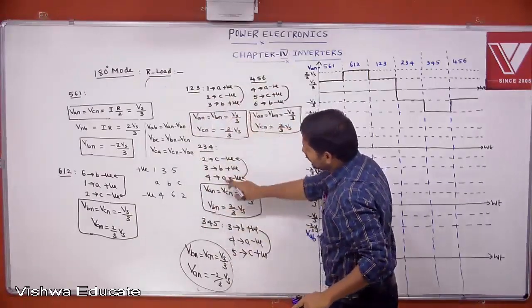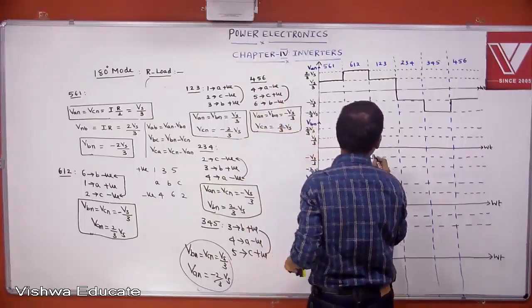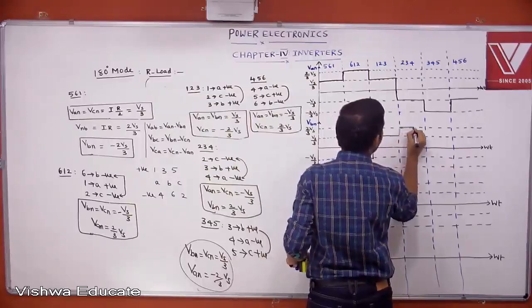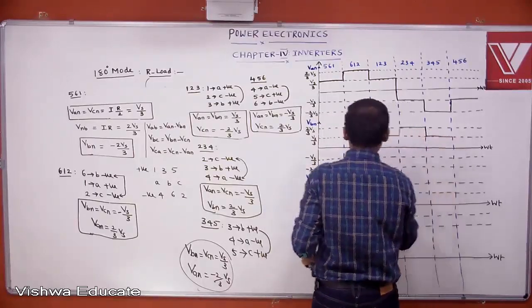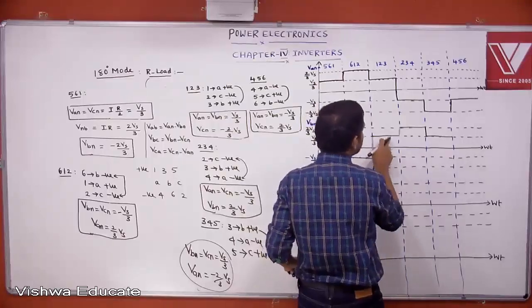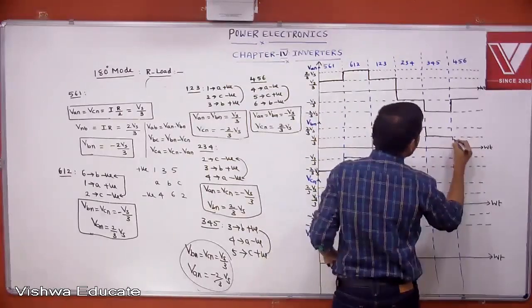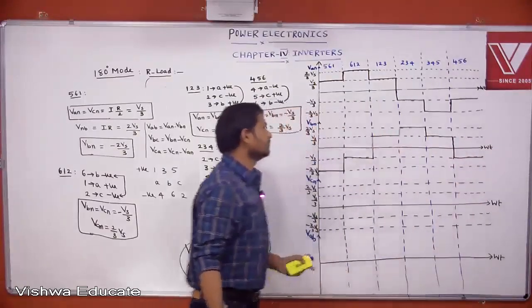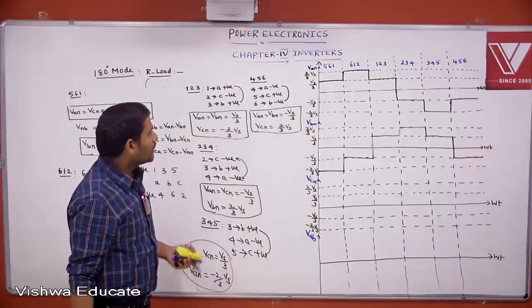1, 2, 3, 2, 3, 4, 3, 4, 5, 4, 5, 6. All these you take. Then you represent here. Next, minus Vs by 3. Minus 2 by 3 Vs. Next, plus. This we can get minus Vs by 3. Plus Vs by 3. 2 by 3 Vs. Plus Vs by 3. Then we can get minus Vs by 3. Okay. This about B phase.